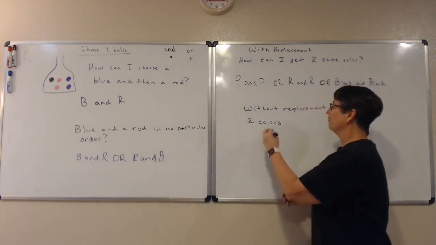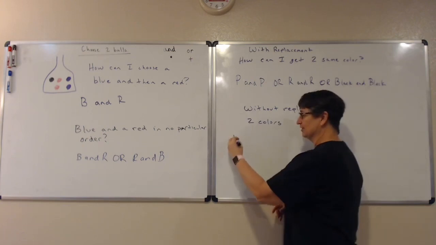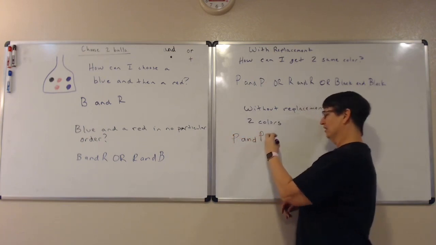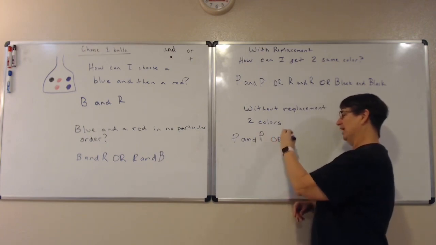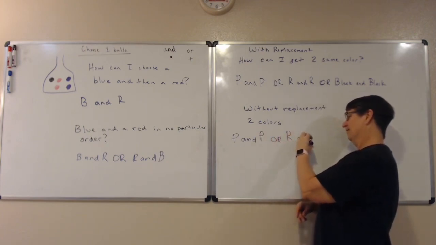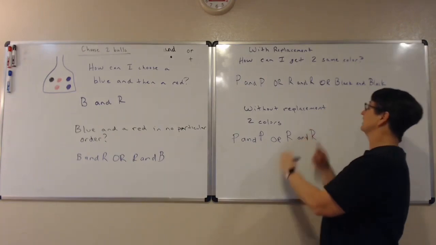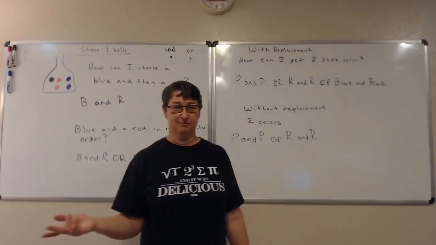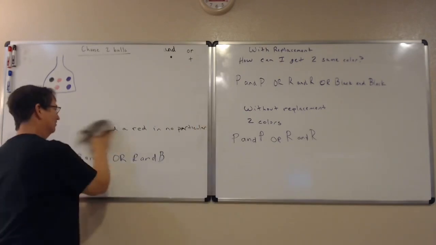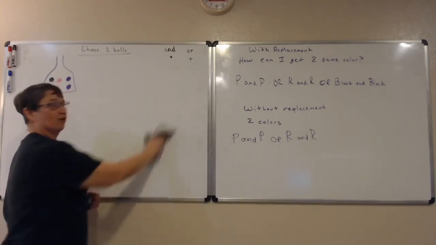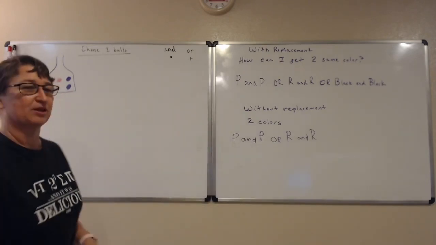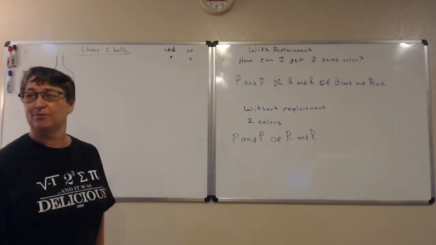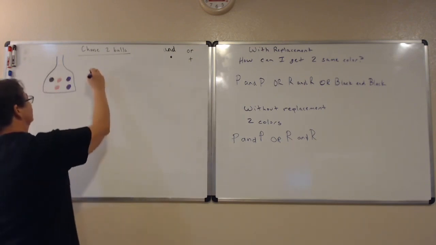How can I do it without replacement? Well, I can still get the purple and the purple. Or I could get the red and the red. But I can't get the black and the black because there aren't two blacks in there for me to get. Okay. So let's do one more with the urn, and then we're going to change it up a little bit. Let's do, how about we do two different colors.